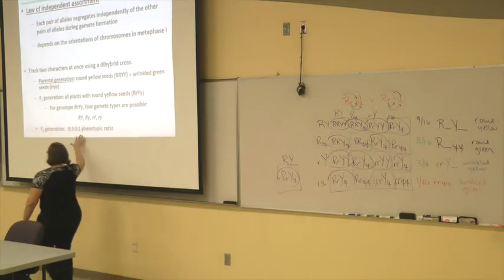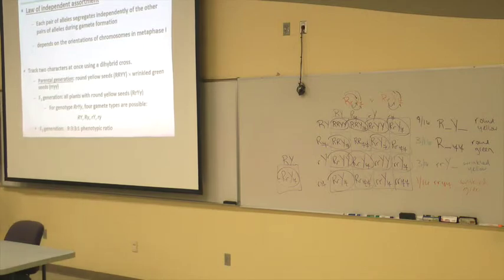The 9 to 3 to 3 to 1 phenotypic ratio. But see, if you get asked on a test, what is the phenotypic ratio of 2 parents who are both big A, little a, big B, little b? What would you say? 9 to 3 to 3 to 1. If they're both heterozygous, you don't have to do all that work. You already know what the answer is going to be. Think about that.